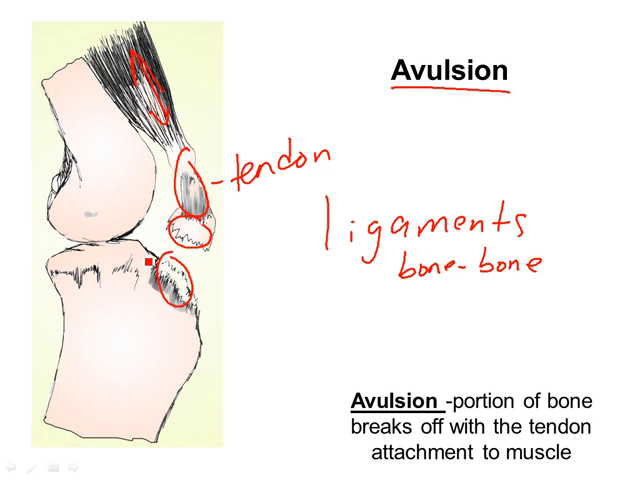An aponeurosis is a sheet of fibrous tissue between a muscle, and I'll show you one of those when we do the muscles.